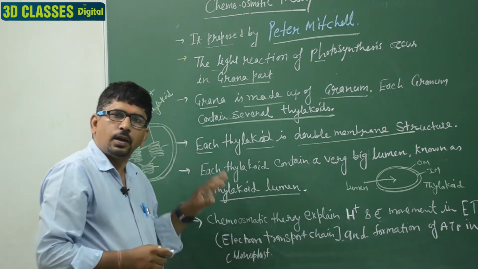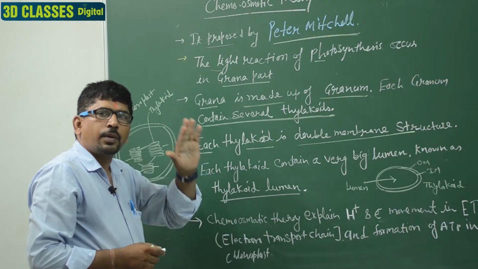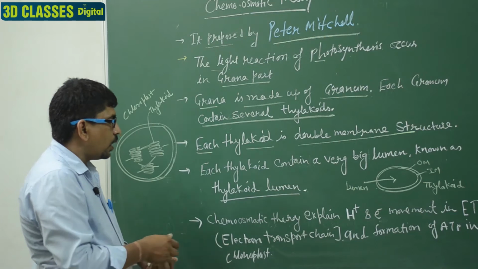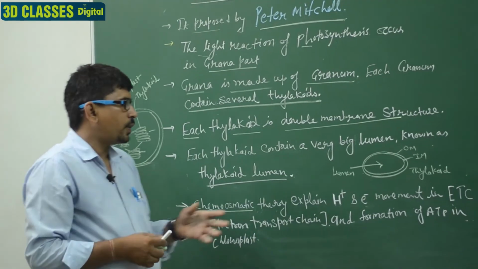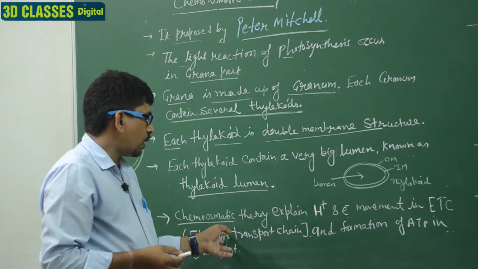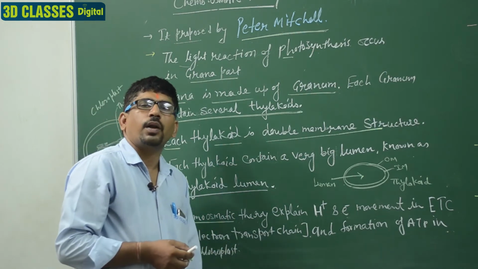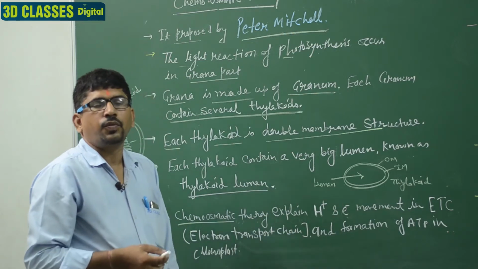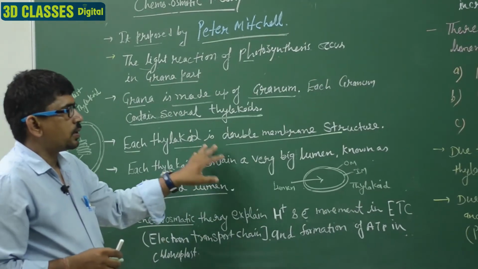Clear? Then the chloroplast contains grana, grana contain granum, granum contain thylakoids, and each thylakoid is like this. Okay? Chemiosmotic theory. What is the role of the chemiosmotic theory? The chemiosmotic theory explains the H plus and electron, proton and electron movement in the ETC, electron transport chain, and the formation of ATP in the chloroplast, or we can say formation of ATP in photophosphorylation. Clear? That is the structure.